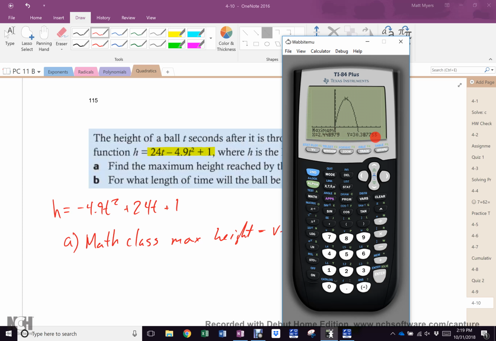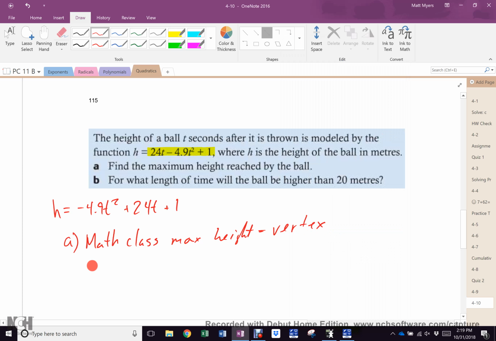So how high in the air does the ball go? How high? 30.38, so we'll call it 30.4 meters. Everyone agree? Look at the next question.